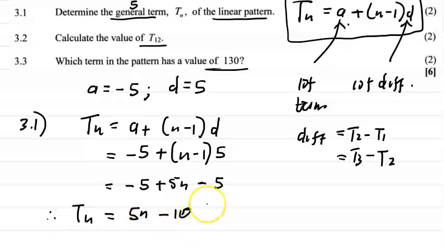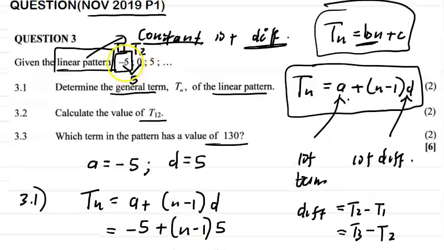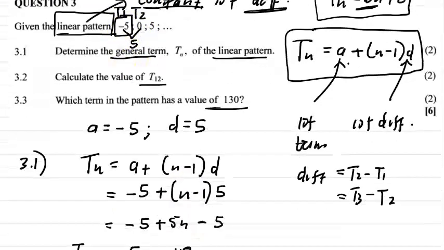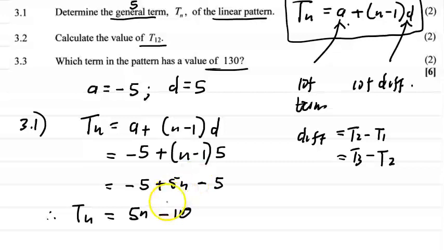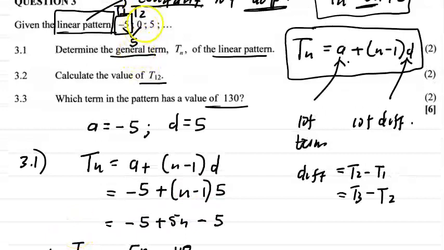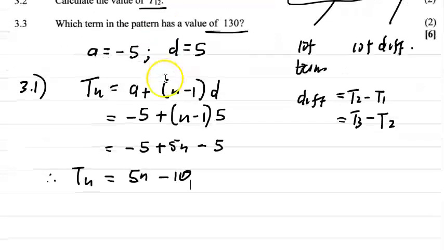5n minus 10. So let's test whether this works, right? So we can just say 5 times 1 is 5 and 5 minus 10 is minus 5. So as you can see, you're getting your first term, right? Let's see for T2. So T2 will be where n is equal to 2. 5 times 2 is 10, and 10 minus 10 is 0. So the second term is 0. If you want to test the third term, you may do so.